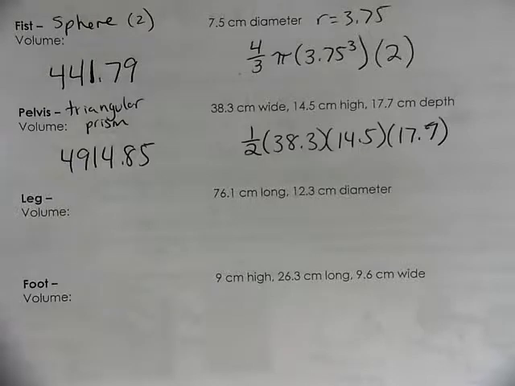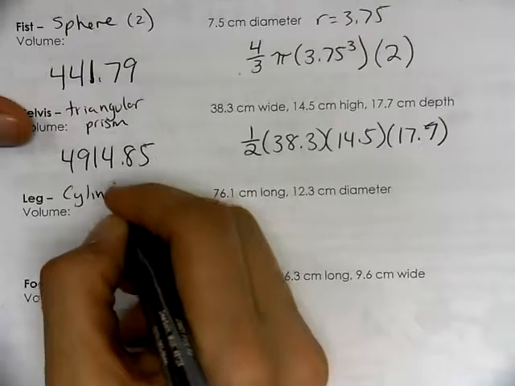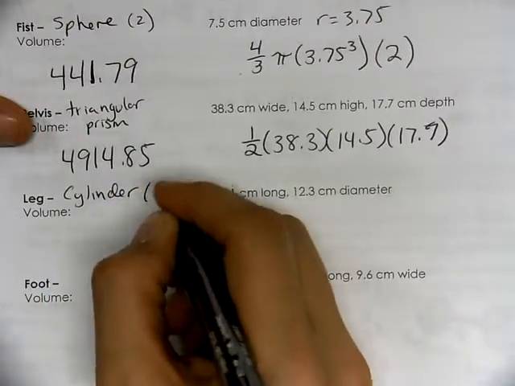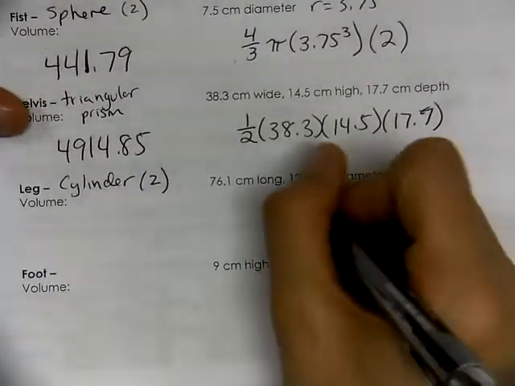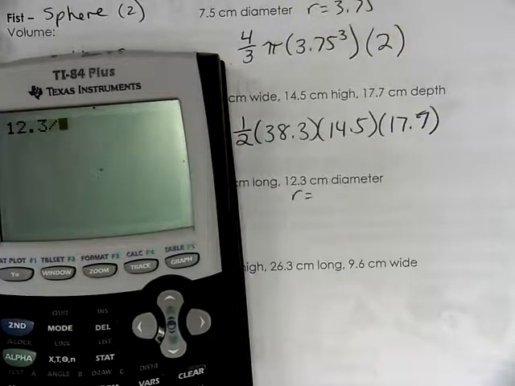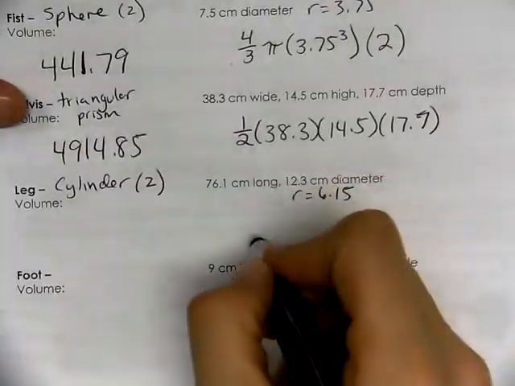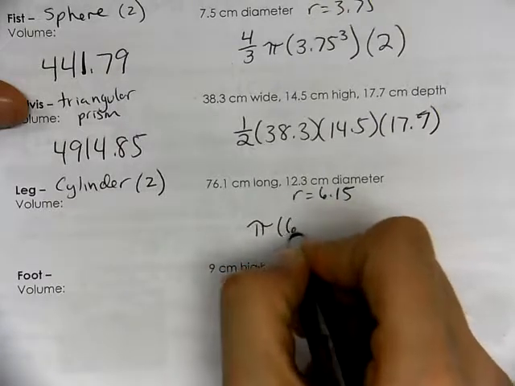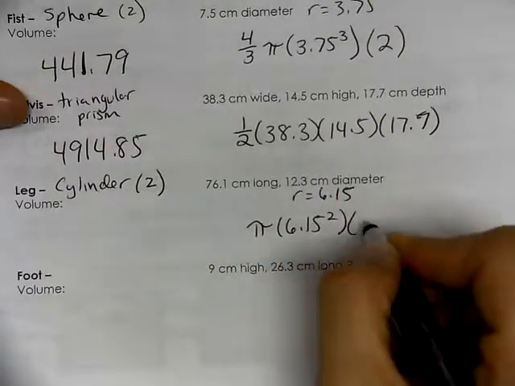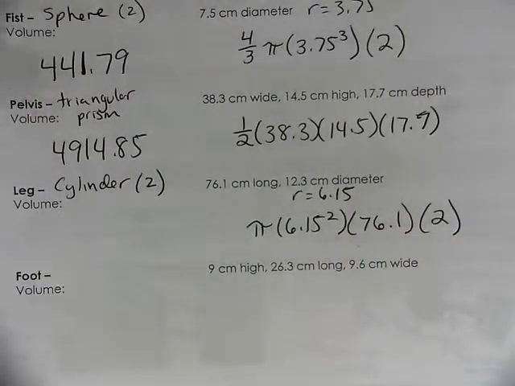Look at his legs. What shape do you think his legs are? Good. And how many legs does he have? Ha. So again, we got to find the radius. 6.15. So it'll be pi 6.15 squared times 76.1, but we got to double it because there's two legs.